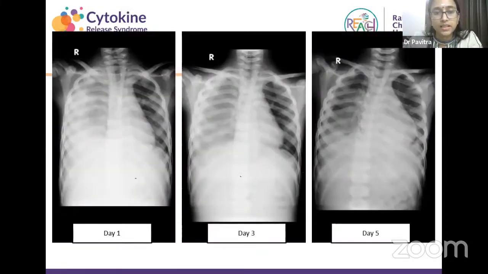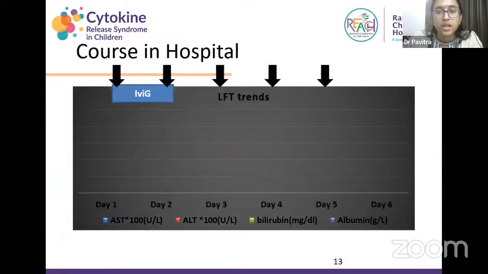This was his X-ray on day 1 of admission. Within 48 hours, you can see how nicely the pleural effusion is resolving, and by day 5 it was very minimal. To look at the LFT trends, the blue ones represent our SGOTs.